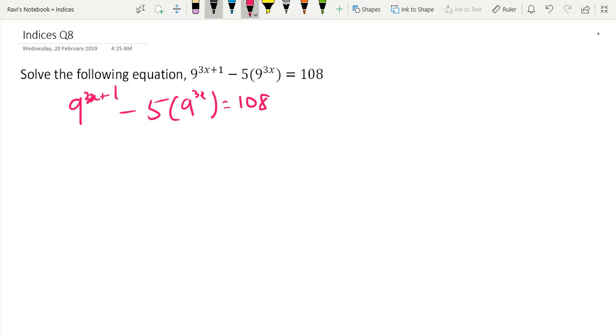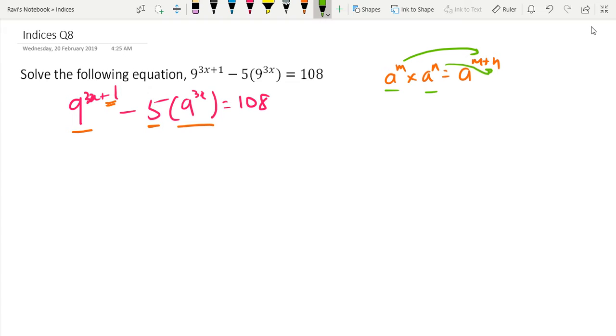So here you must observe that I have a number multiplied by another number. On the left hand side here I have 9^(3x) and I have a plus 1 here. So what does the plus 1 indicate? If I recall my indices rule, I can say that a^m multiplied by a^n is equal to a^(m+n). Correct? So applying the rule, that means a common base can be split into two separate terms with the two powers that are here.